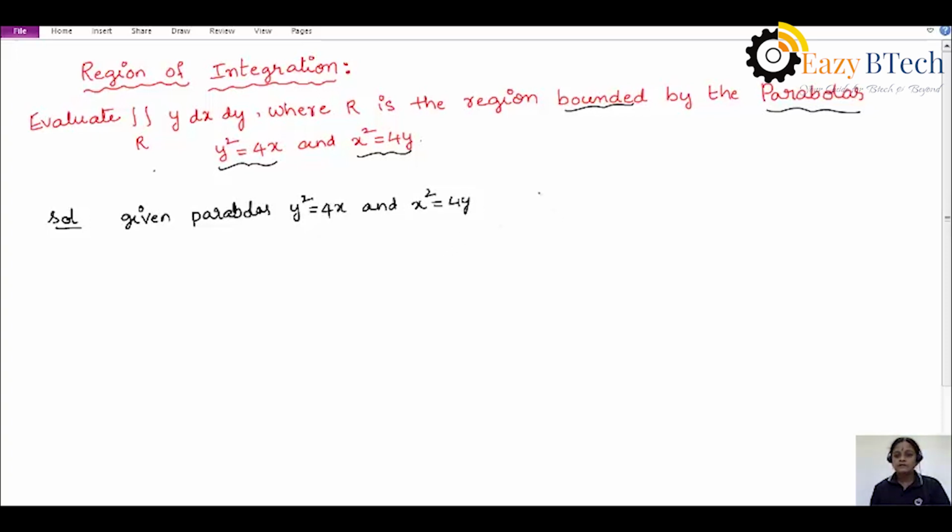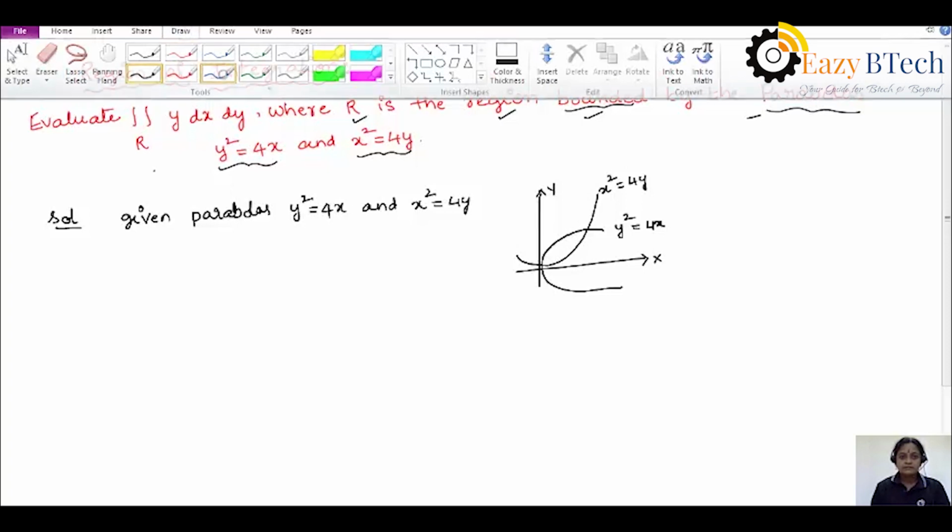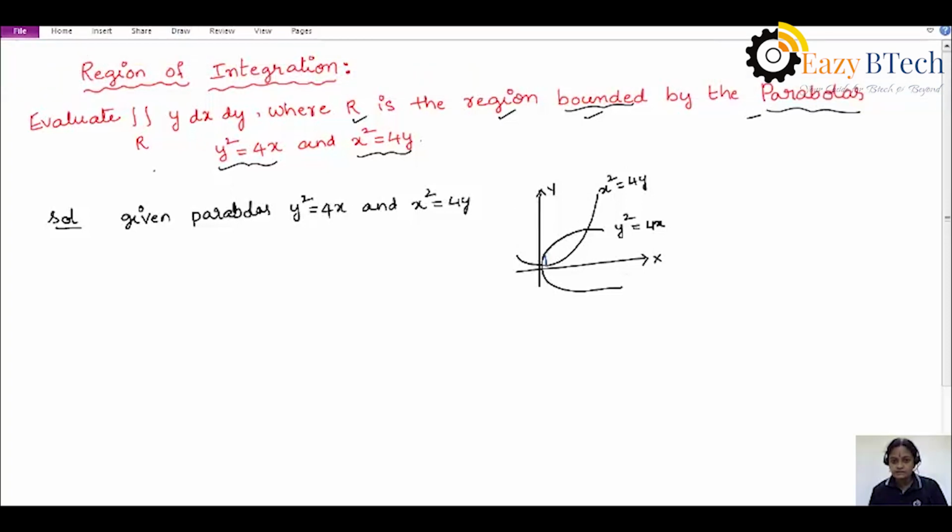Now the diagram corresponding to the given parabolas: both parabolas pass through the origin. See here, this is the parabola y square is equal to 4x and the next parabola is x square is equal to 4y. The question says R is the region bounded by the parabolas. Bounded area means this area, students. This area we are going to evaluate over. This is the question.